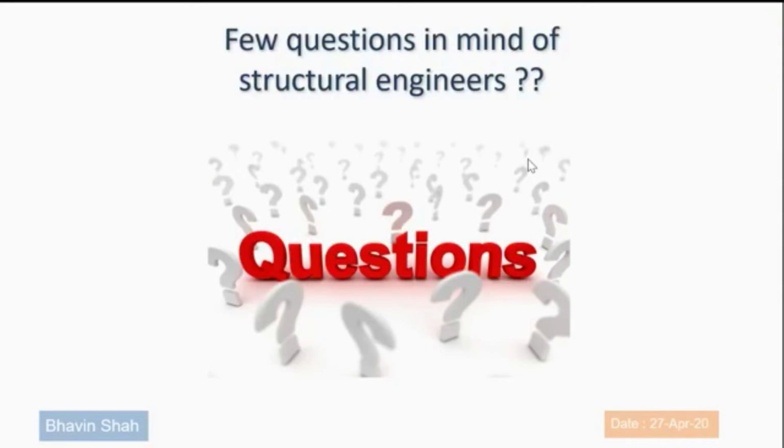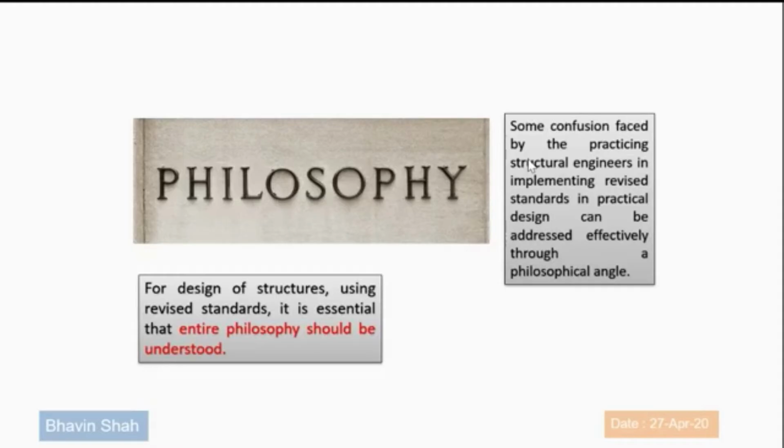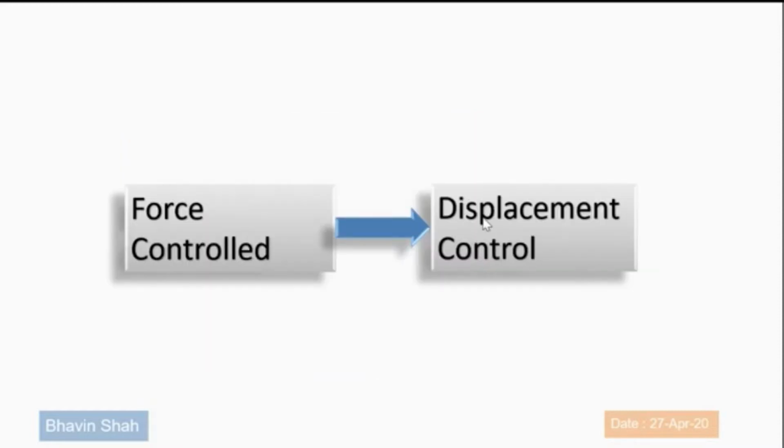So whenever there are revisions in the code, there are questions in the minds of structural engineers, right? And I believe that all these kinds of questions can be answered if we try to understand the overall philosophical angle of the code. And at the same time, in my opinion, it is very important to understand the overall philosophy of the code. When we talk about the overall philosophy of the code, in my opinion, we have now started migrating from the force control philosophy to the displacement control philosophy.